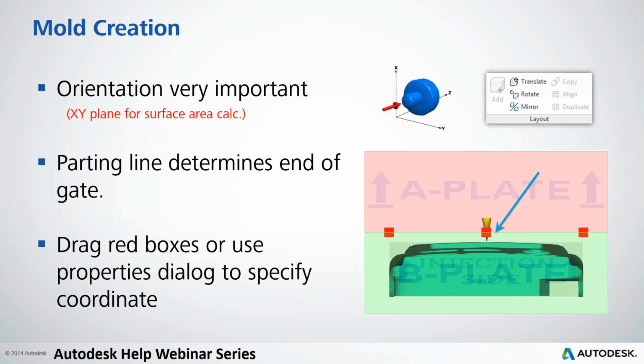The parting plane itself determines the end of the gate. So sometimes you want to move it up, sometimes you want it a little bit down below that initial injection point. That can be done by using that red box shown on the right. When creating the mold itself, you're able to use those red boxes again to drag and drop, pretty user-friendly in there. Or you can use the actual coordinates, and we'll go into a quick demo in a few slides here.